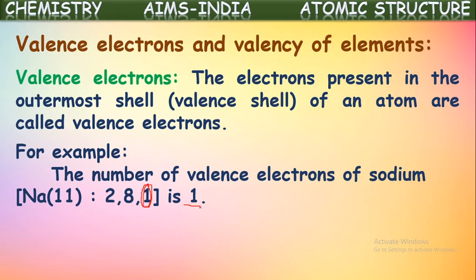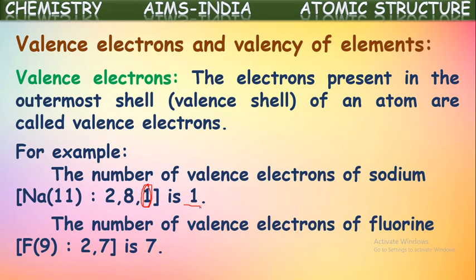Let us see one more example. The number of valence electrons of fluorine. What is the atomic number of fluorine? We know it is 9. So if you write the electron configuration, we get 2, 7. Now for fluorine, the last shell or valence shell is the second one. In the second shell, how many electrons are there? There are 7 electrons. So the number of valence electrons for fluorine is 7.